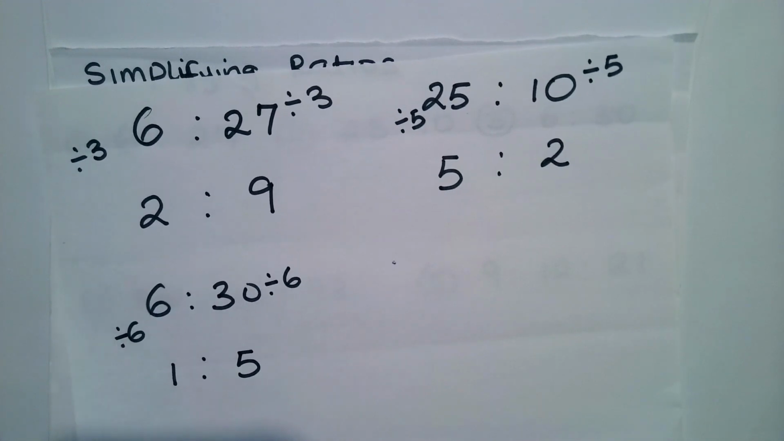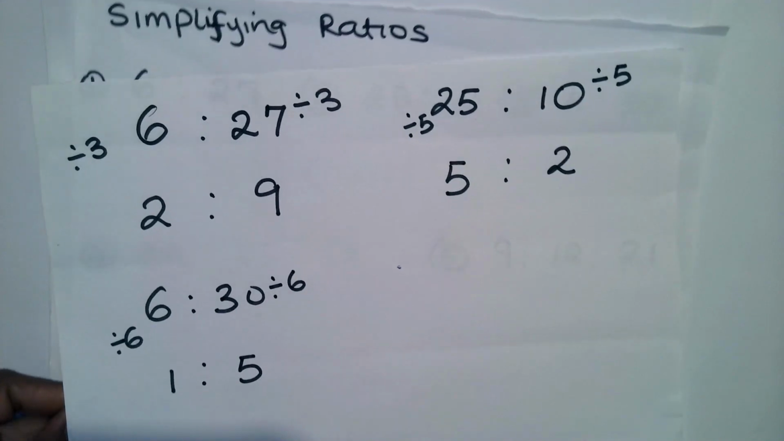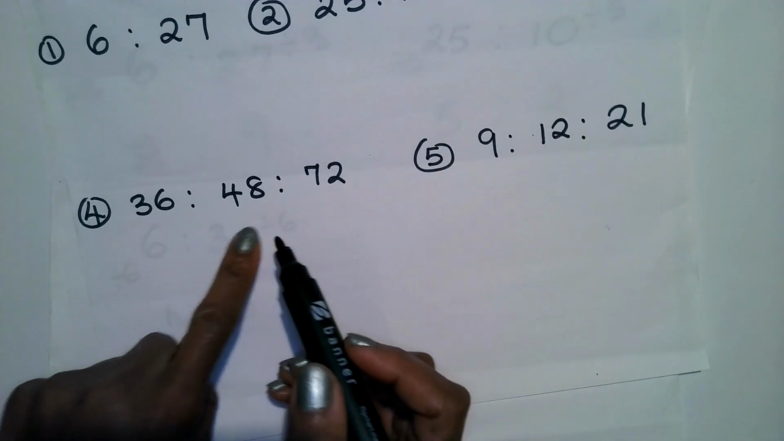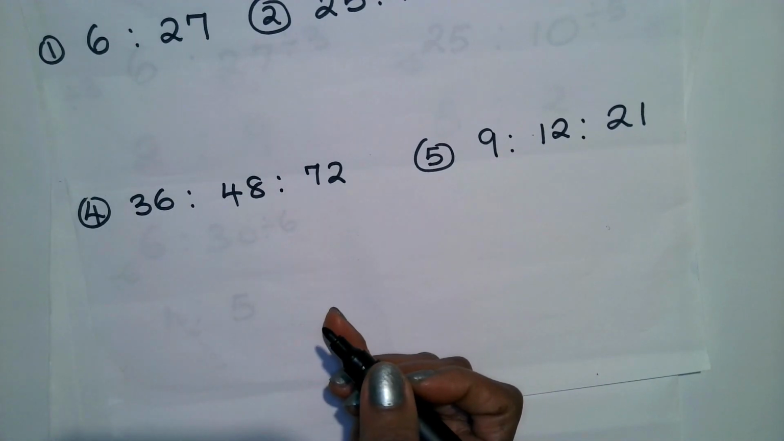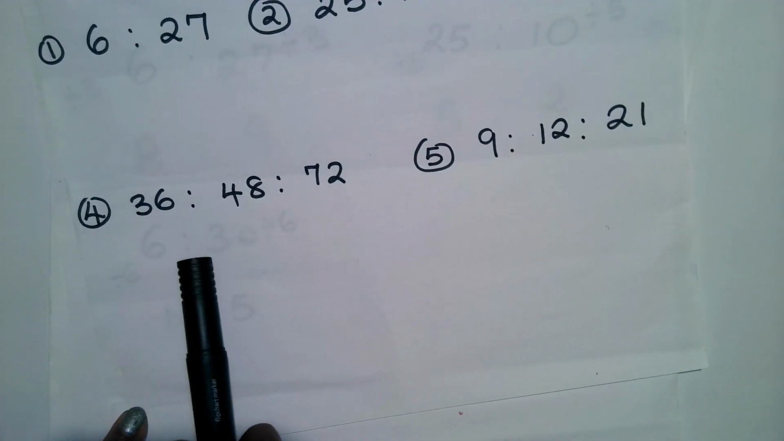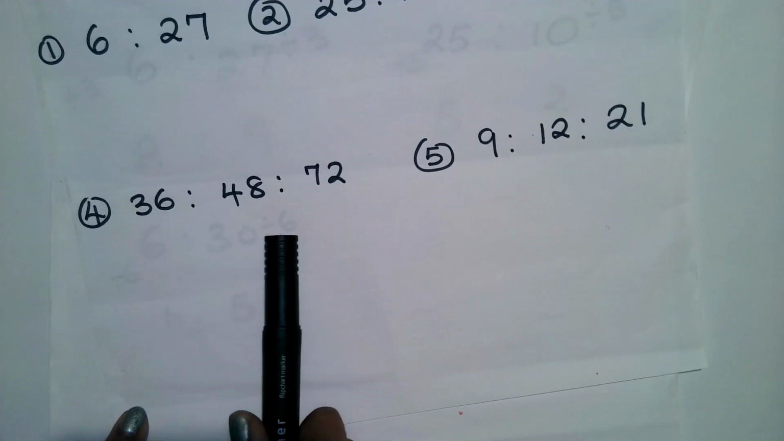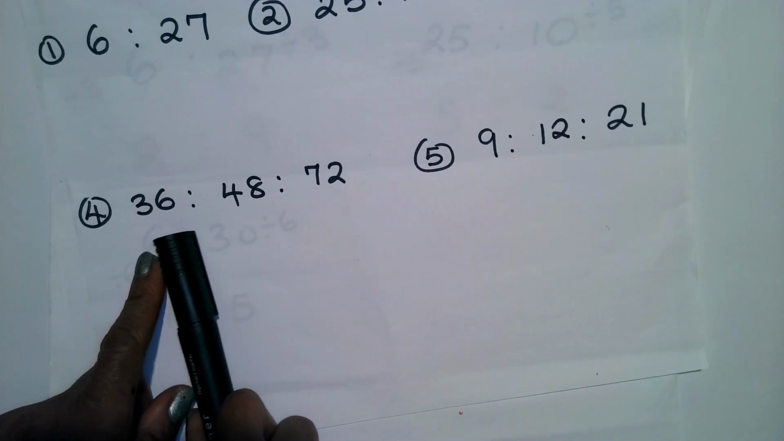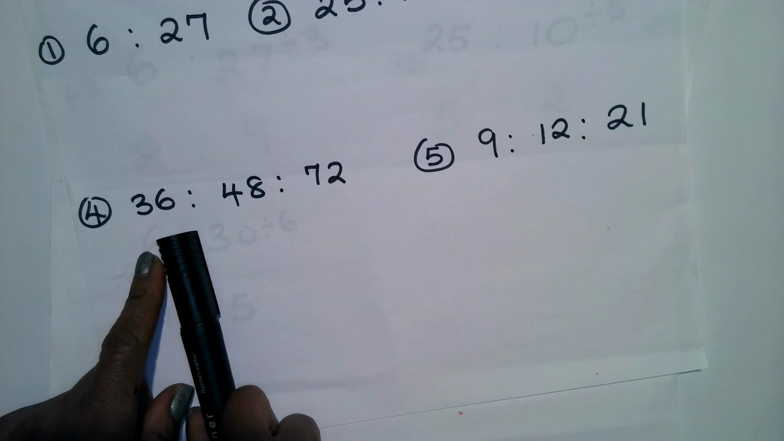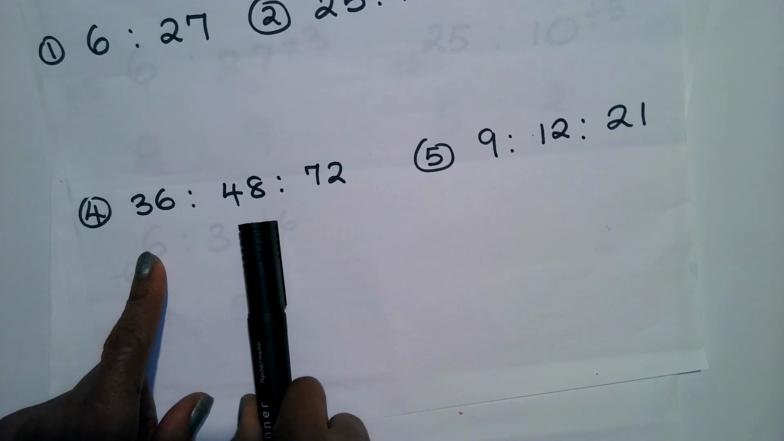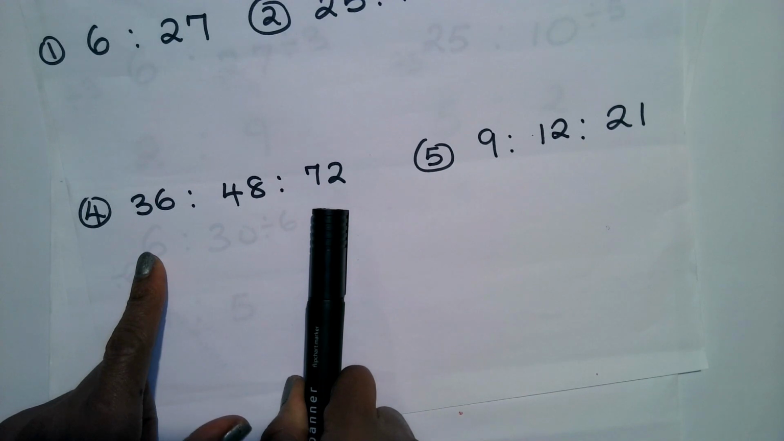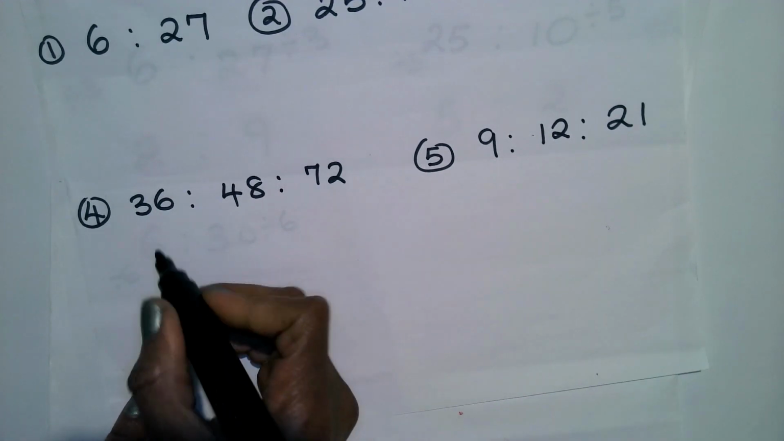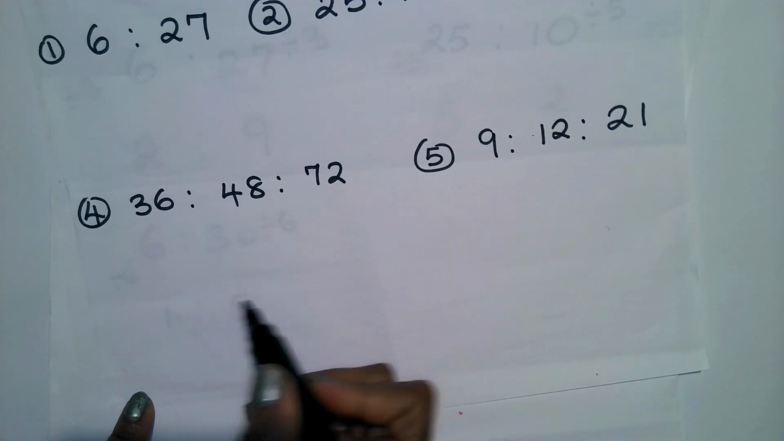Now we're going to be looking into simplifying ratios that have 3 numbers. So we've got 36, 48 and 72. For those of us that find it difficult to find a number that can go through these numbers, we can see that we've got 36 in the 12 times table, 48 in the 12 times table, and 72 in the 12 times table. But what we're going to do now is break it down by halving until we can have no more.